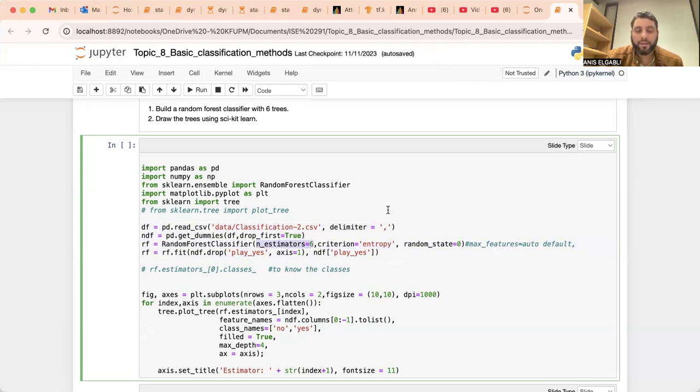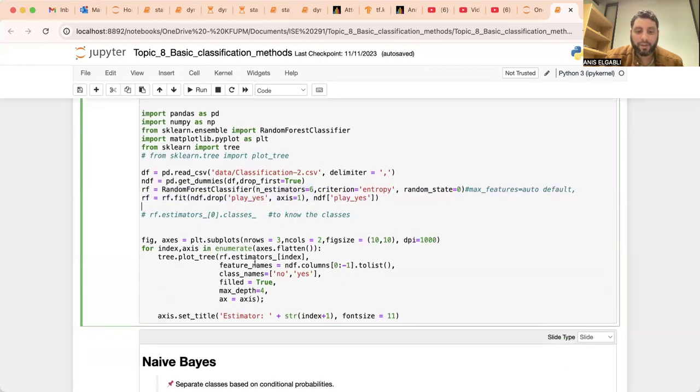Okay, so every sample, we will feed it to 6 trees, and then we get the outcome of each one, and then we do majority voting to come up with the final decision. The criteria we use is entropy, and everything else is the same. Okay, so here we build the object of the classifier, and here we fit the classifier in our training data, and then here we are plotting the trees.